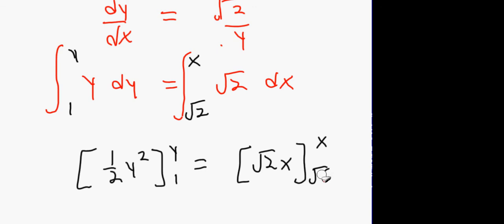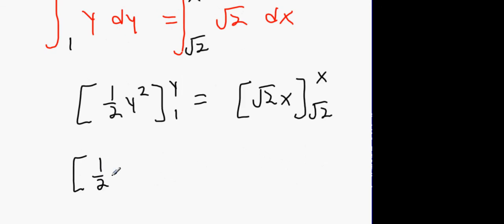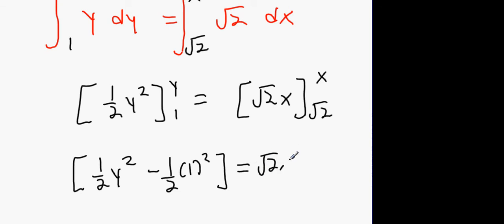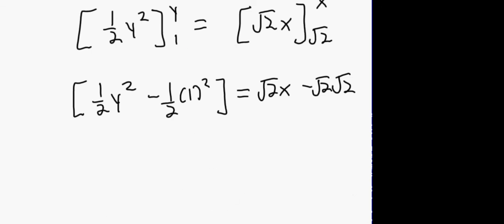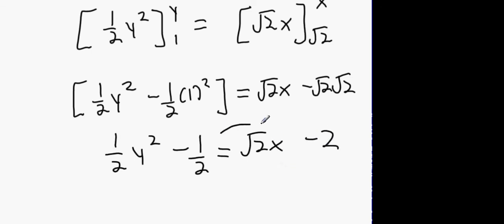So what happens here is we integrate both sides, and we get a half y squared minus a half times 1 squared equals root 2 x minus root 2 by root 2, which you all know is 2. So we're going to get a half y squared minus a half equals root 2 x minus 2. Let's bring this over, and then multiply everything by 2. It's going to be minus 1.5. Minus 1.5 multiplied by 2 is minus 3. Multiply the y squared by 2, you get y squared. Multiply root 2 by 2, you're going to get 2 root 2. 2 root 2 x minus 3.